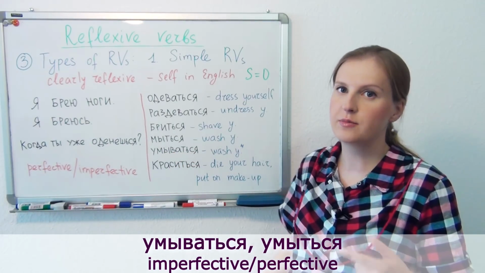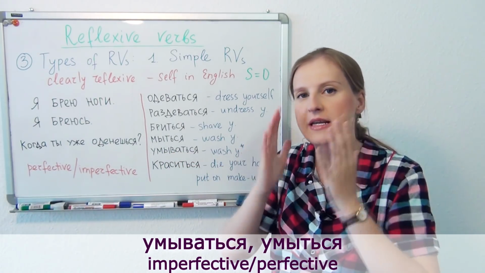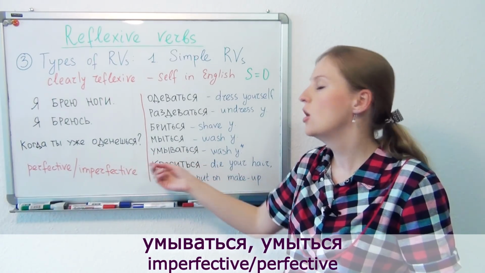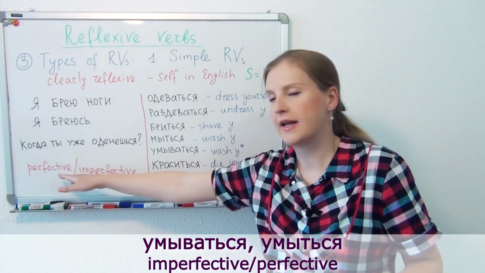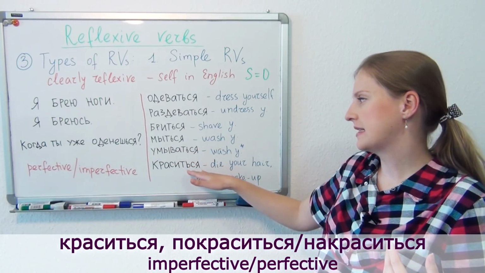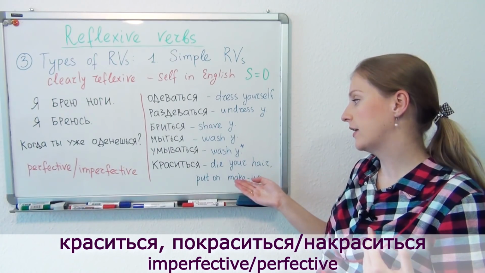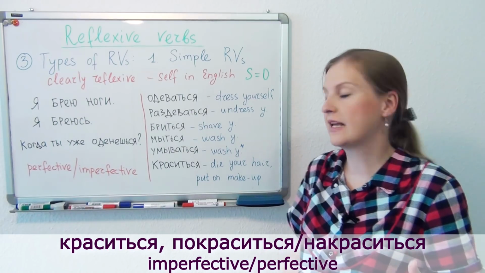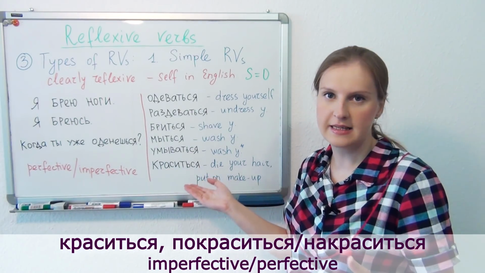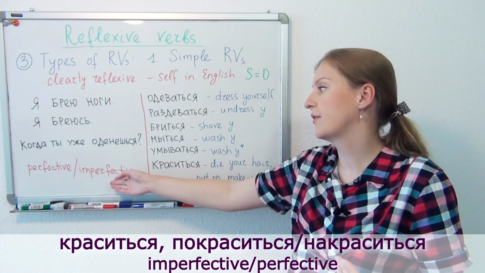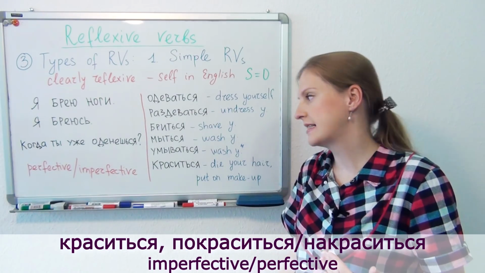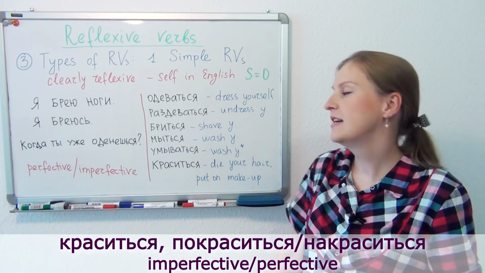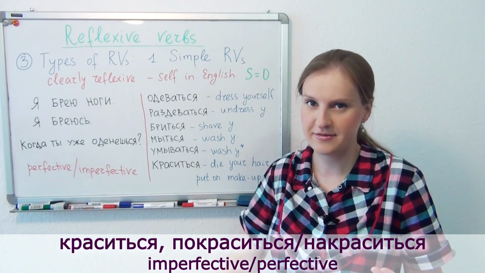Умываться. Wash yourself. But here we mean to wash your face and hands. This is умываться. Imperfective. Умыться. Perfective. Краситься. To dye your hair or put on your makeup. It depends on the context, but the meaning can be different. So, краситься. To do it, imperfective. Покраситься would be to dye your hair, perfective. Накраситься would be to put on makeup, perfective.